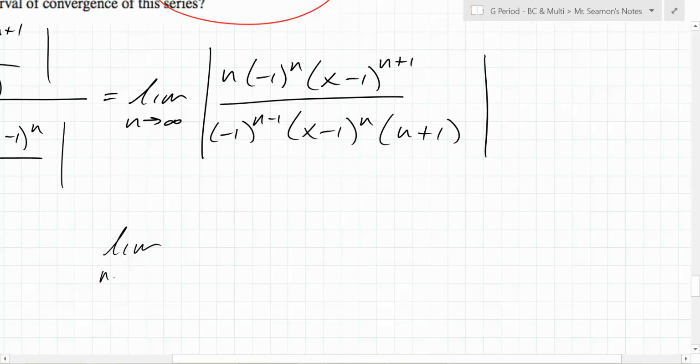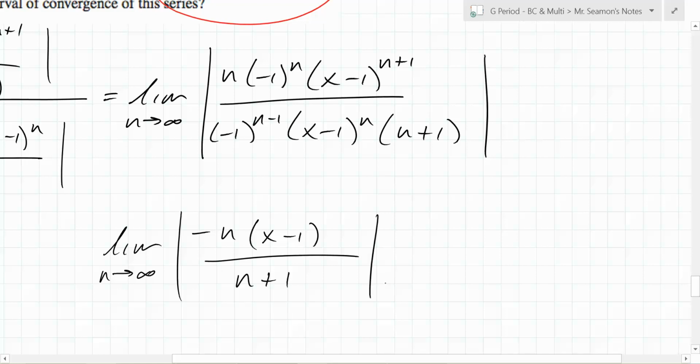Okay. -n times parentheses x minus 1 over n plus 1. Cool. I like that. So say it again. So -n times parentheses x minus 1 over n plus 1. Like this? It's the absolute value of this? Yes. Is that correct? What aspect of this doesn't really matter anymore?